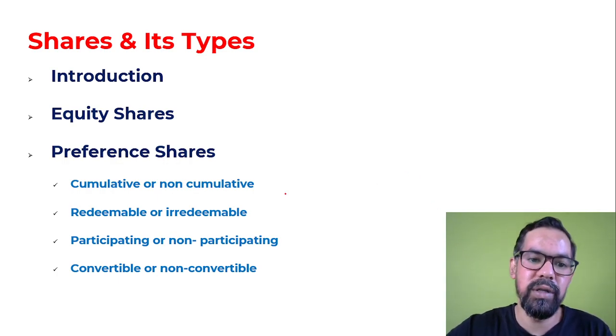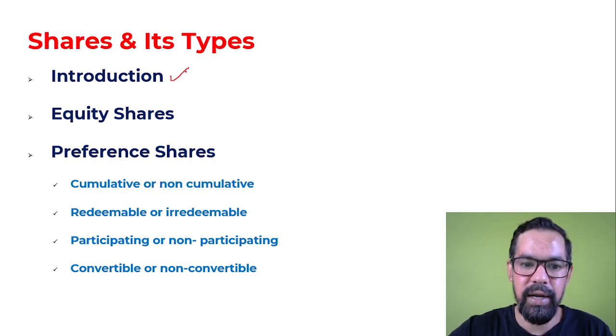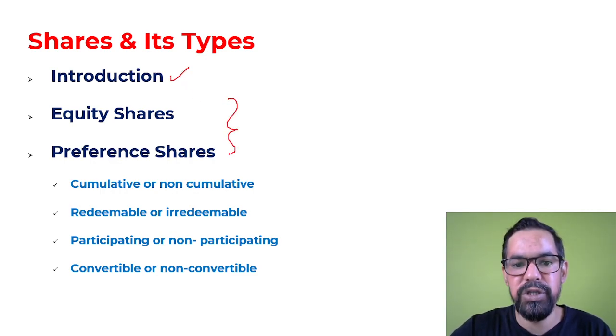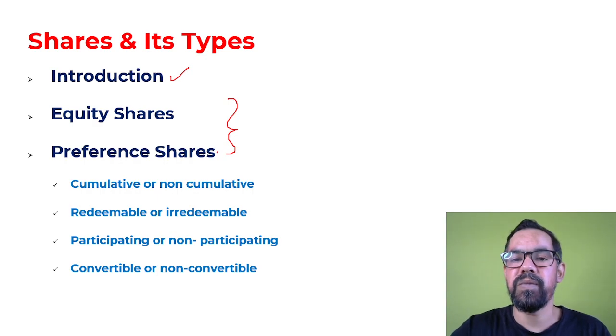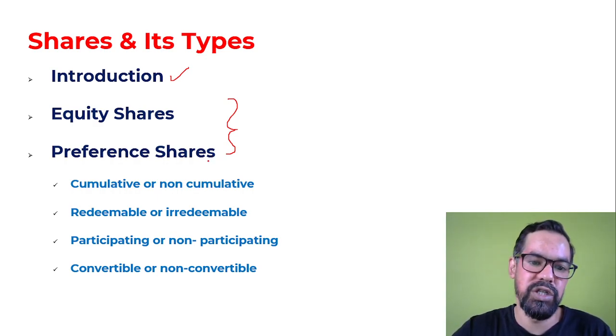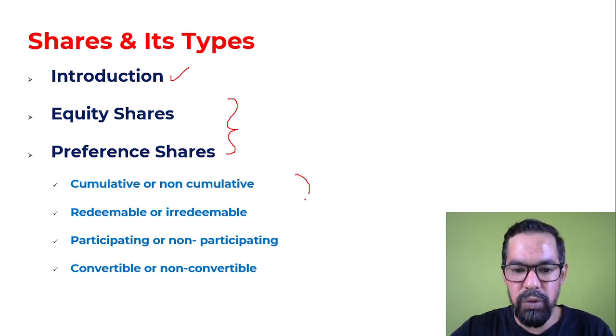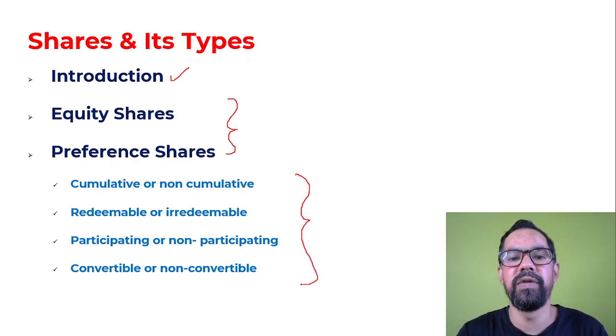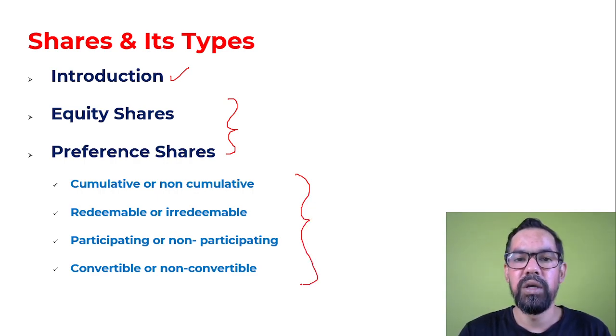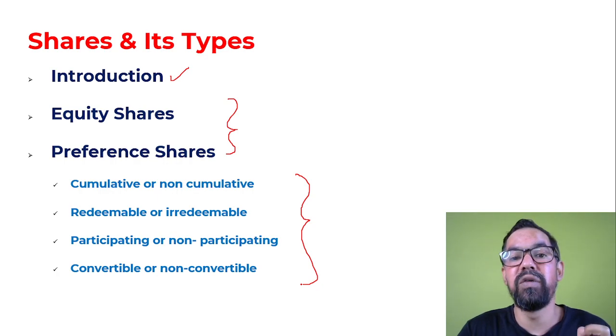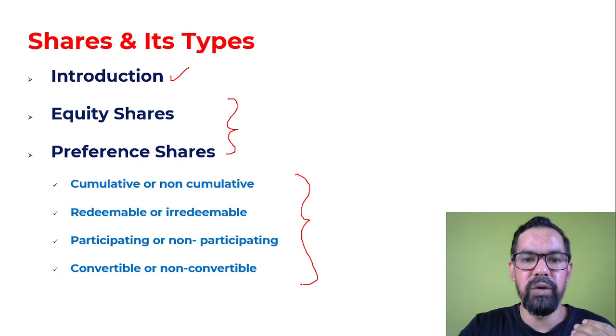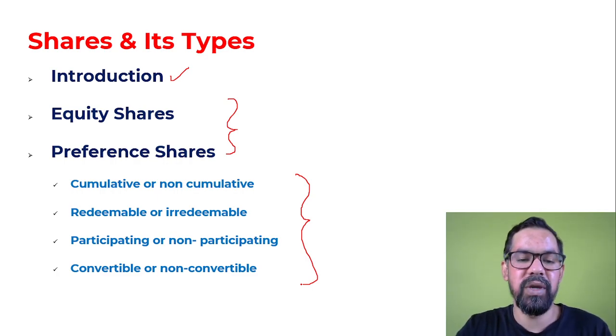What is a share? The basic introduction and the two major types of shares, which are equity shares and preference shares. Preference shares are further classified as cumulative and non-cumulative, redeemable and irredeemable, participating and non-participating, and convertible and non-convertible shares. So throughout the video, we are going to talk about shares and their different types.